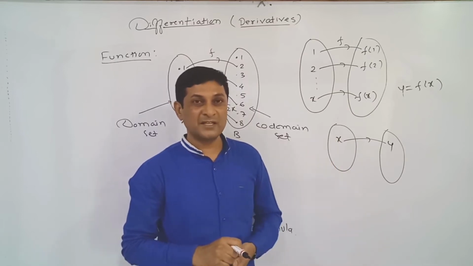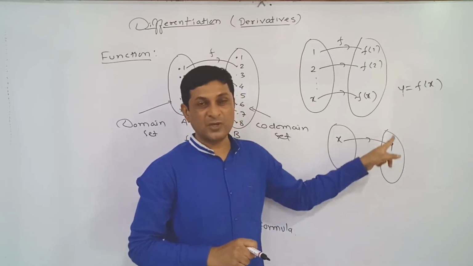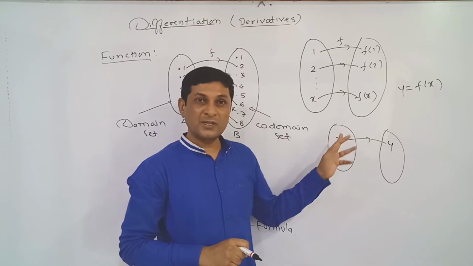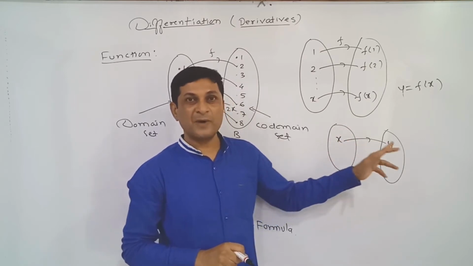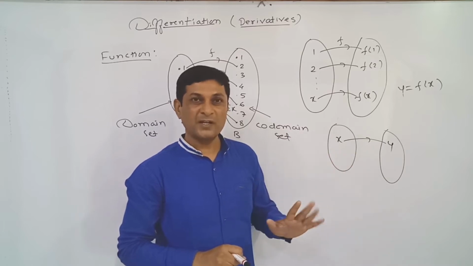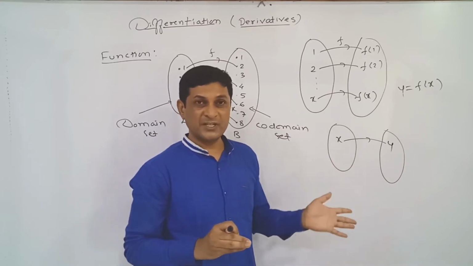So how many variables are there? x is one variable. As the values of x are changing, values of y are also changing. But values of y depend on the values of x. That's why y is called the dependent variable and x is called the independent variable. So the idea about function is clear.